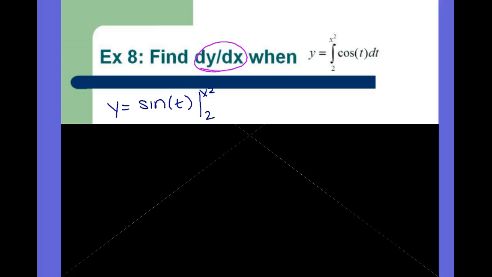So picking up where we left off yesterday, we have the integral of cosine t. So you want to take the integral of cosine t. The antiderivative of cosine is sine. So you get y equals the sine of t, and your upper and lower bounds are x squared to 2.